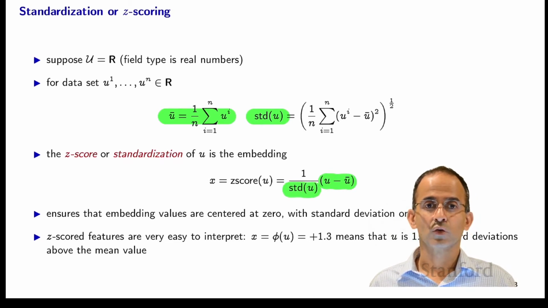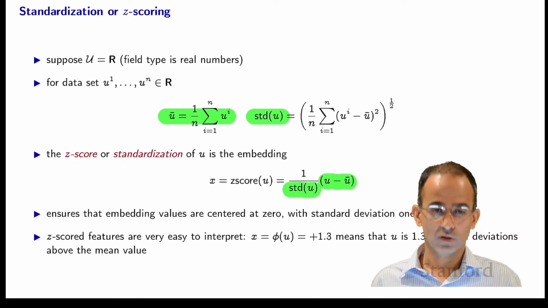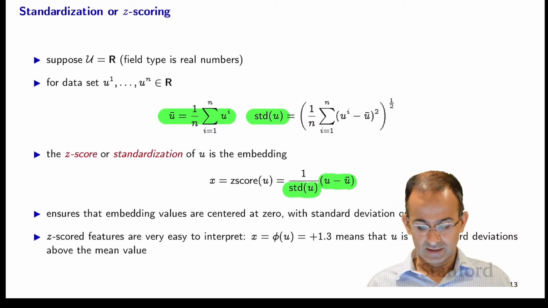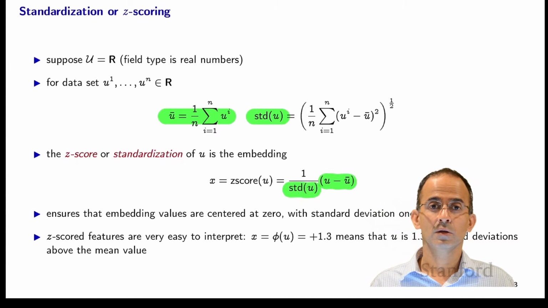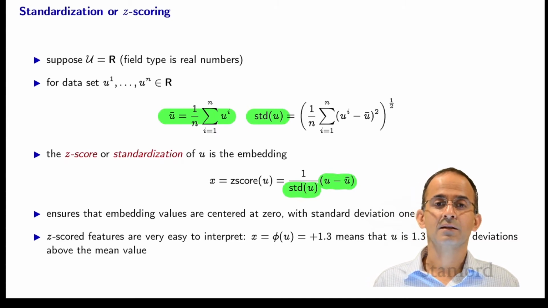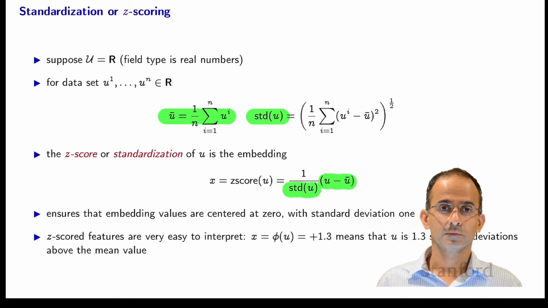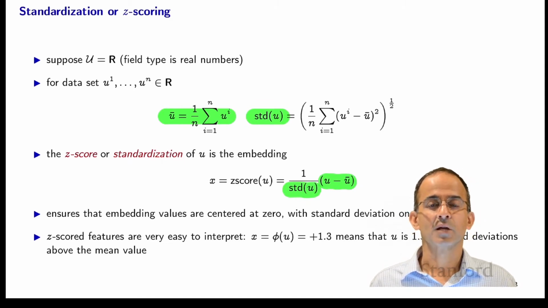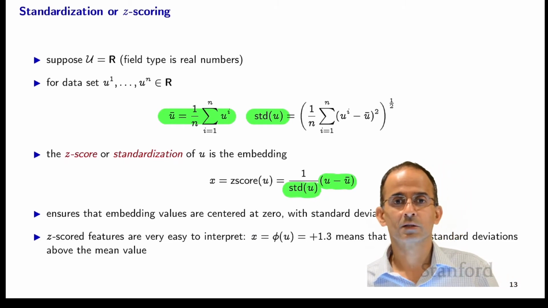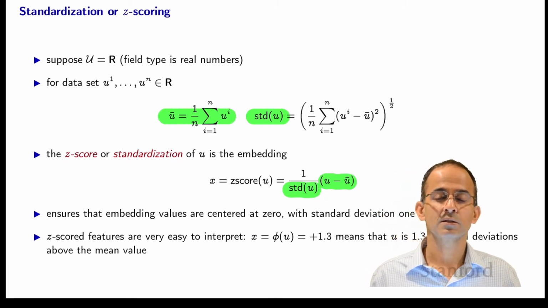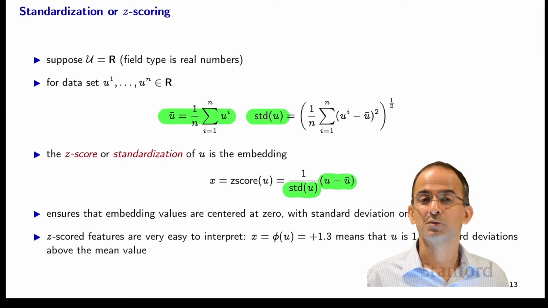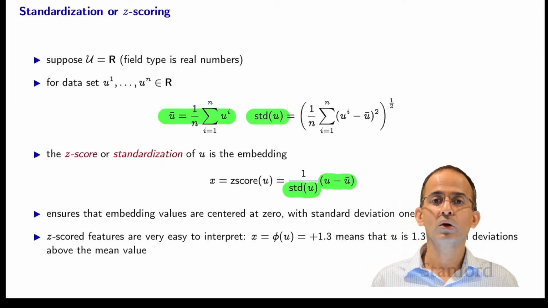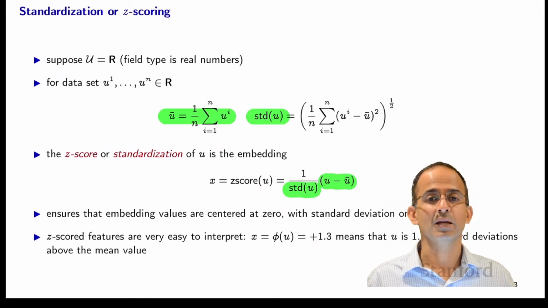And that ensures, first of all, that the average of the x's is 0, and the standard deviation of the x's is 1. So these are very easy to interpret all of a sudden. If I've got z-scored features and I look at x and I see an x which is 1.3, well, that means that the corresponding u is 1.3 standard deviations above the mean.